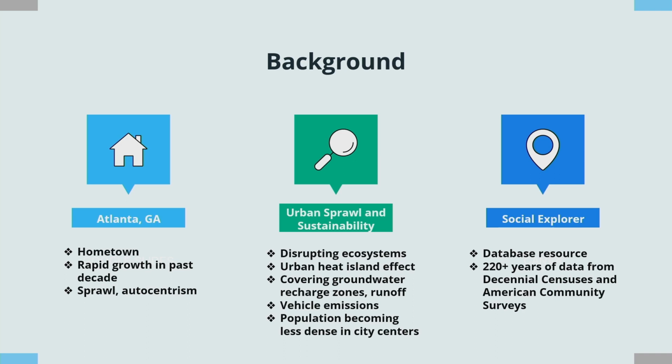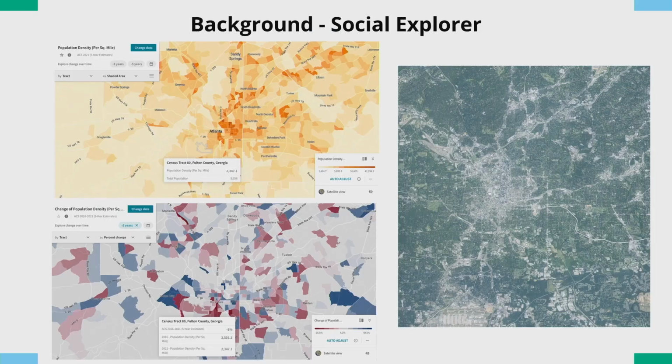It's a database resource with 220 plus years of data from the decennial censuses and also American Community Surveys. It looks a bit like this. Here on the top, you can choose a topic such as population density and zoom into any area of the US and see choropleth maps, like this one pictured up here, of population density in your chosen area or whatever topic you choose. There's certain years that it has data from. This one I believe is from 2021 in the top.